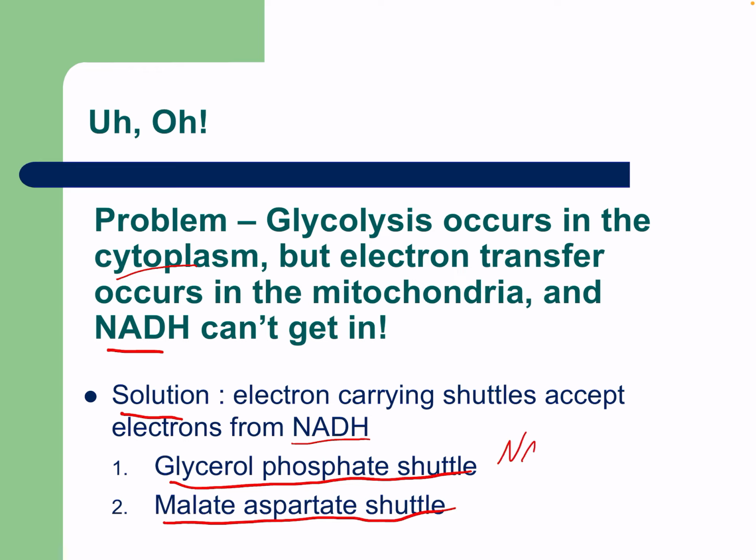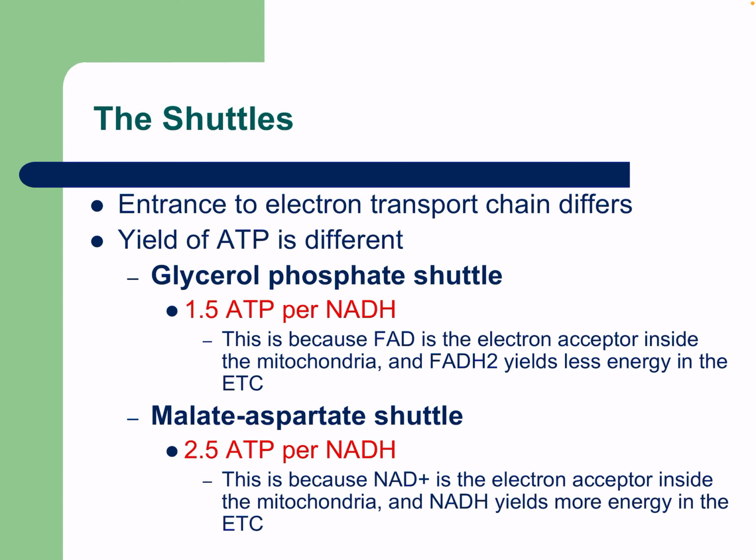These shuttles use NADH, and there's both NADH and FADH, and these result in different ATP yields. They also enter at different stages; we'll see there are 4 complexes of the electron transfer chain, and different ones will enter at different points, but we'll get to that in more detail later. Essentially, these shuttles act as the entrance to the electron transfer chain, but this differs. Again, like I mentioned, the yield of ATP is different.